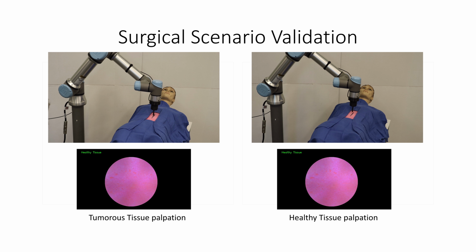Here, we demonstrate examples of operating the sensor in a simulated surgical environment. On the left, we palpate tumorous tissue, and the sensor successfully detects the tumor upon contact. On the right, we palpate healthy tissue, and as expected, there is no indication of a tumor, even after palpation. In summary, TacScope delivers high-resolution tactile sensing, accurate 3D depth reconstruction, and reliable tumor detection and classification. Thank you.